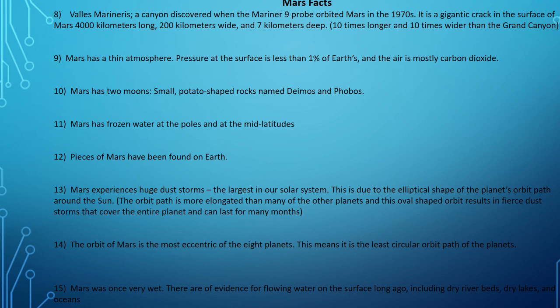Mars was once very wet. There's tons of evidence for flowing water on the surface long ago, including dry riverbeds, dry lakes, sedimentary layers, and minerals we know need water to form. There's even evidence Mars.